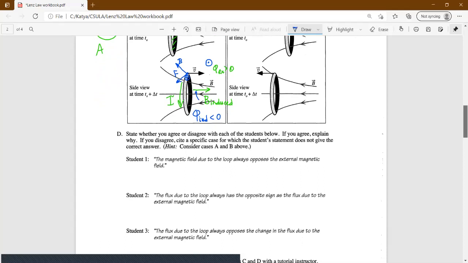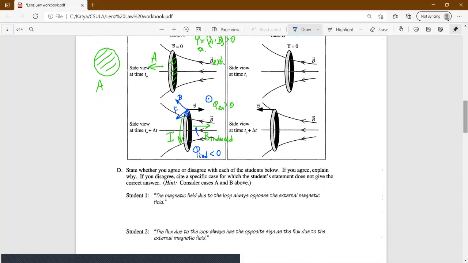And case 3, the flux due to the loop always opposes the change of the flux due to the external field. Yeah, this student is correct. The idea is that this induced flux is induced to oppose the change of the net flux through the loop. For example, you have a small flux here and your flux is bigger here. Why is it bigger? Because you see that the field is more concentrated. So the magnitude of the field is greater, because flux is area times magnitude. Area is not changing, magnitude is increasing. So here the flux is bigger.